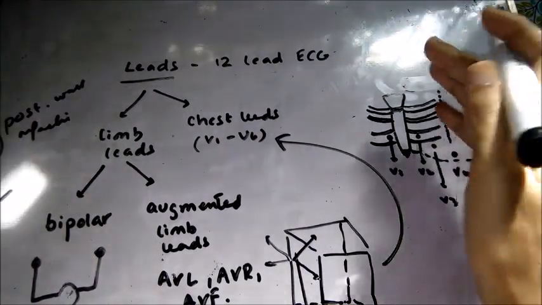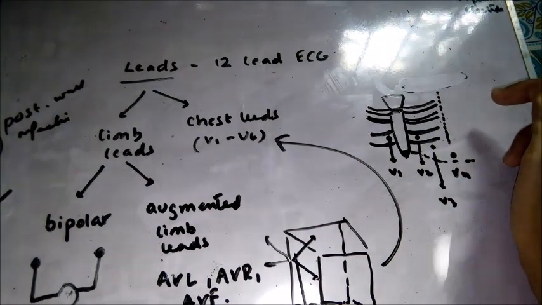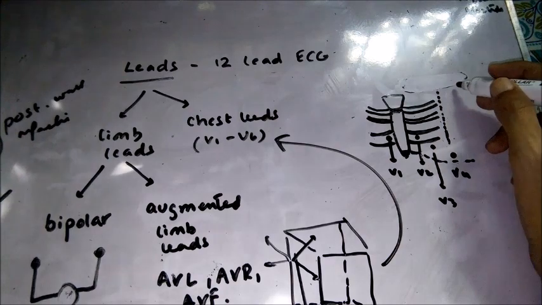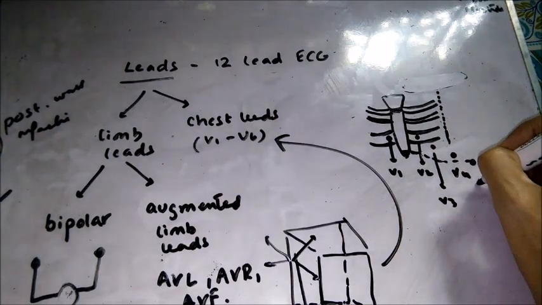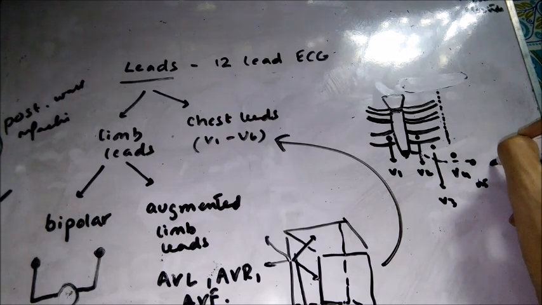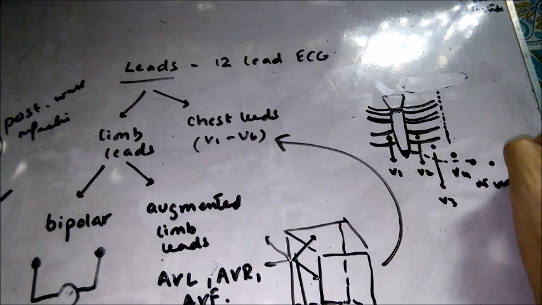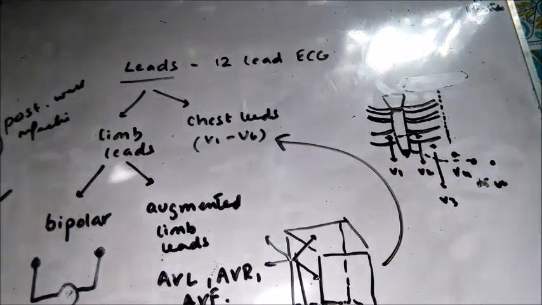Then, moving more towards the left, we have the axilla, and the axilla forms a line which is known as the anterior axillary line, right? At the anterior axillary line we will attach V5, and in the mid axillary line, which is more leftwards, we will attach V6. And this is how we attach these six chest leads.